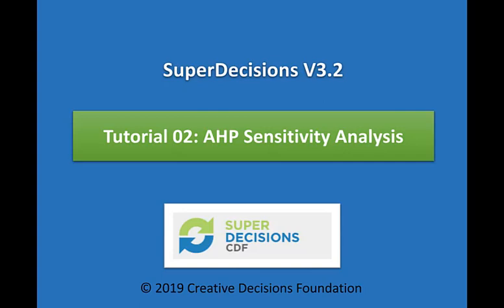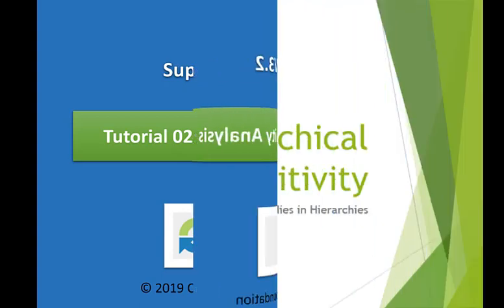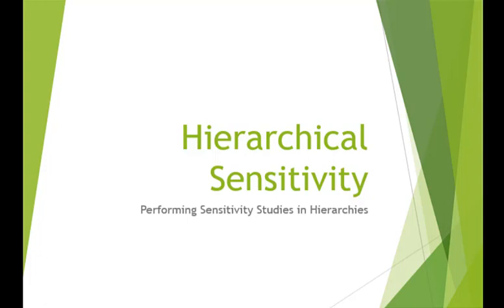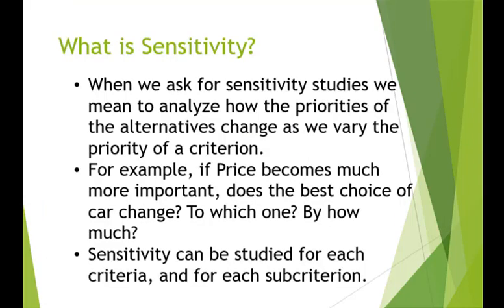In this tutorial, we are going to see how to perform sensitivity analysis for AHP models. First of all, what is sensitivity? When we ask for sensitivity studies, we mean to analyze how the priorities of the alternatives change as we vary the priority of the criteria. For example, if price becomes much more important, does the best choice of car change? To which one? By how much?